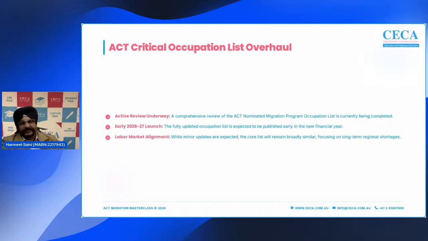Critical occupation list overhaul. So the government is going to review the critical occupation list as well. A comprehensive review of the ACT nomination migration program occupation list is currently being completed. The fully updated occupation list is expected to be published early in the new financial year, most probably by the end of this month or early August. While minor updates are expected, the core list will remain broadly similar to the last financial year, focusing on long-term regional shortages.